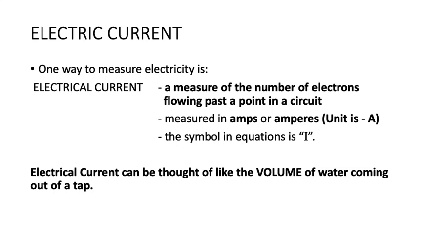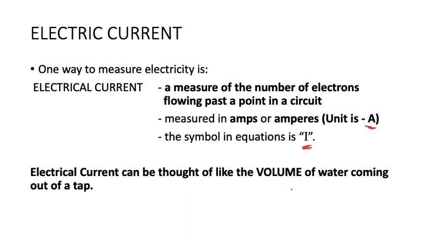So electric current is a measure of the number of electrons flowing past a point in a circuit. So it's how many electrons are flowing in a circuit. It's measured in amps or amperes, and the unit symbol is A. We're going to use current in mathematical equations in a few days, and when we do that, the symbol in equations is I.